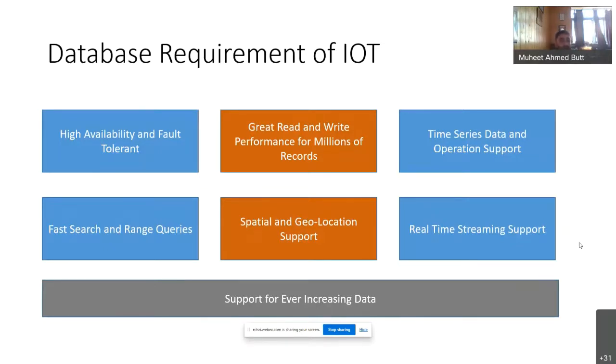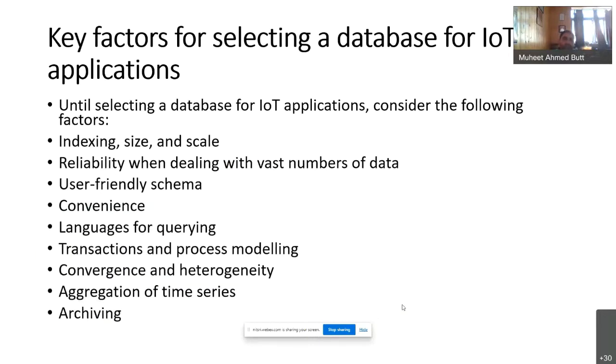Now, obviously, there has to be fast search and range queries, and that may be a disadvantage here, because whenever we have a huge data, whether it is an SQL or non-SQL database, which we'll be discussing later, the fast search and range queries will put a huge challenge on these databases. Obviously, there has to be geolocation support, which is very important, real-time streaming, and support for ever increasing data. We will be discussing in the coming slides how, for ever increasing data, there is a vertical expansion and a horizontal expansion. Now, these are the key factors which are used for selecting the database for IoT applications.